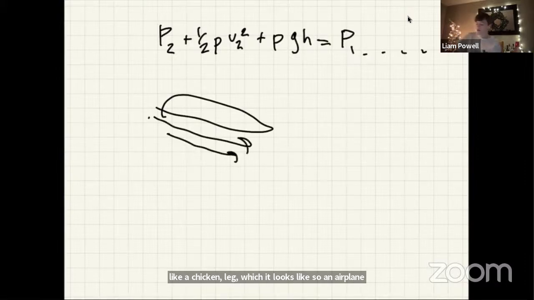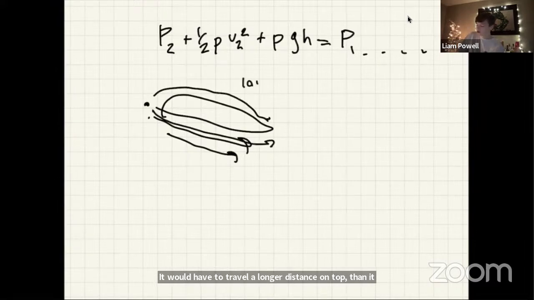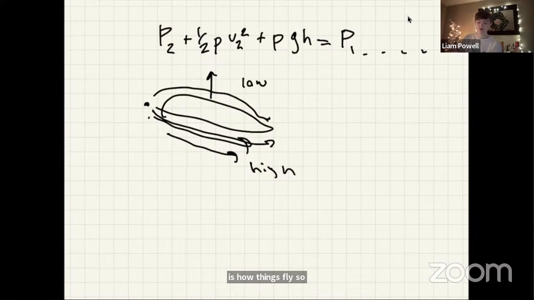Because if an air particle was split into two, it would have to travel a longer distance on top than on the bottom, meaning that there would be low pressure on the top and high pressure on the bottom, giving a lift force to bring the plane upwards. And this is how things fly. When there's a low pressure zone, air rushes in to fill it, creating lift.